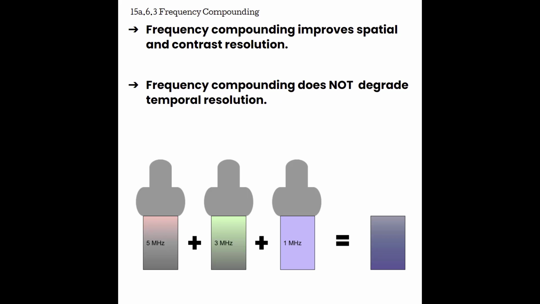So the key part with frequency compounding is that it does improve spatial and contrast resolution. That is because it is sending out multiple frequencies at once and processing images from those multiple frequencies all at once. So same anatomy, same time. And because we are not sequentially adding frames on top of one another, and because it's not adding more pulses to create one frame, frequency compounding does not degrade our temporal resolution because it's all occurring at the same time.